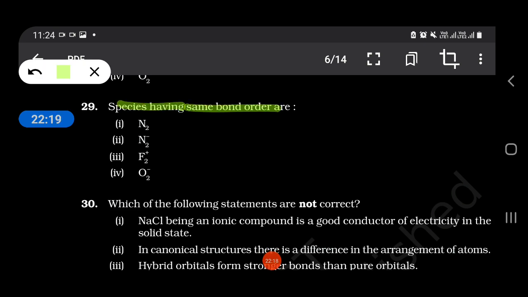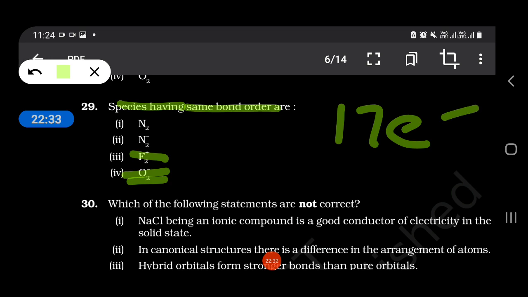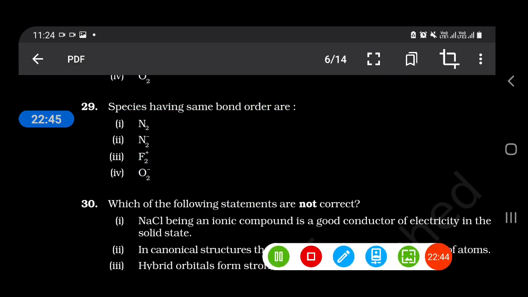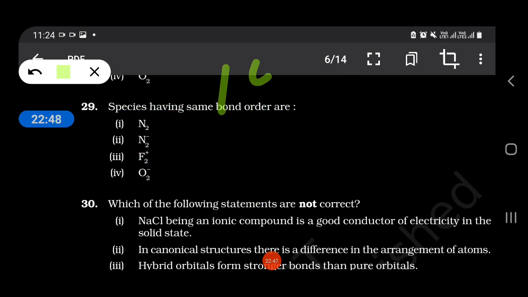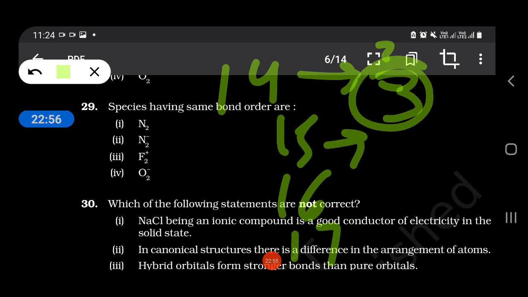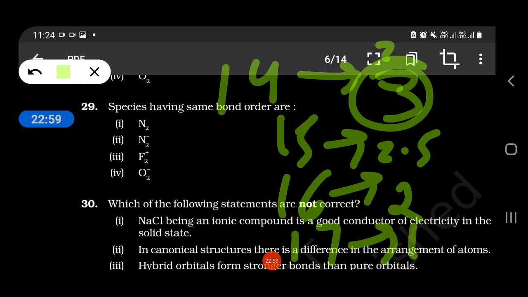Species having the same bond order are F2 plus and O2 minus, because O2 minus has 17 electrons, and F2 plus has 17 electrons. And when they are having 17 electrons, then we find 14, 15, 16 and 17. So the bond order of this is 3, and this is 2.5, and this is 2, and this is 1.5.